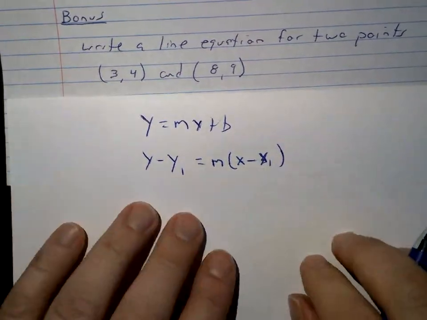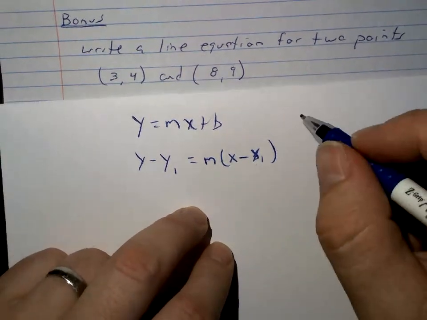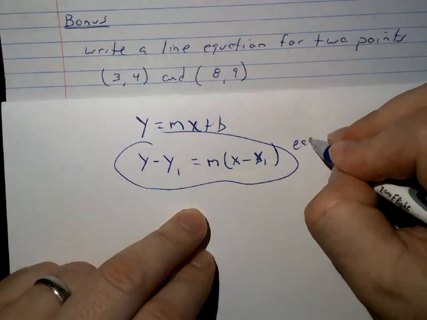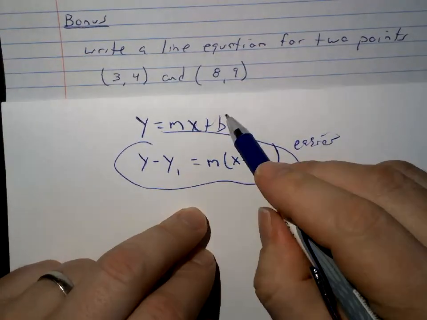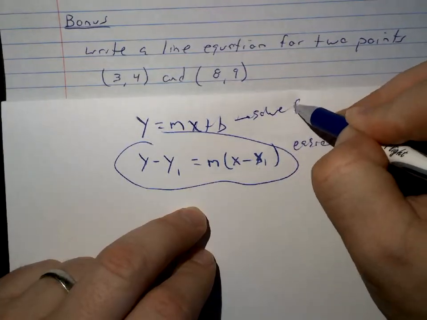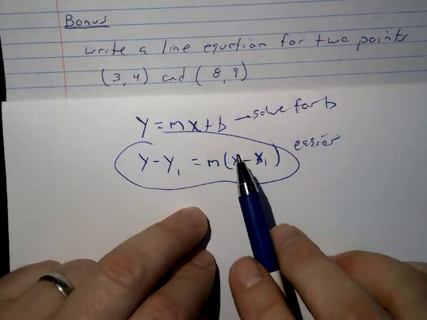There you go. What this is, they are the same thing. It's just a little bit easier to work with this one. This one is actually easier, and here's why. Why is this one easier than this one? Because sometimes you've got to solve for b and then plug it back in. We're going to use this one.